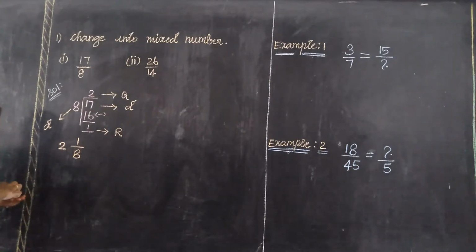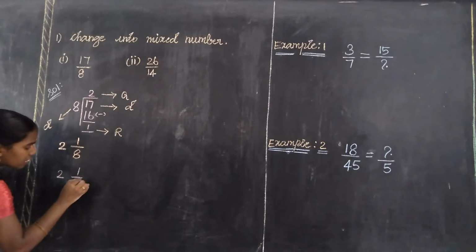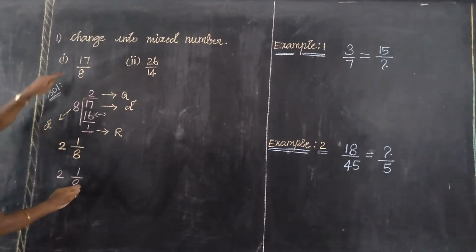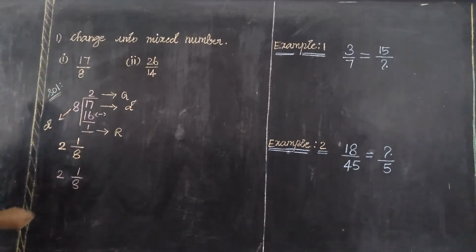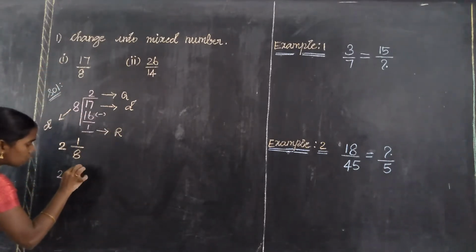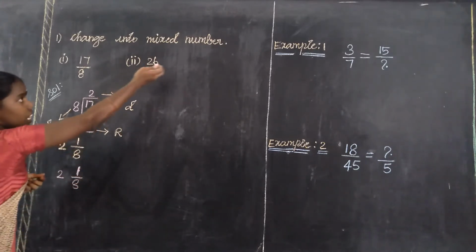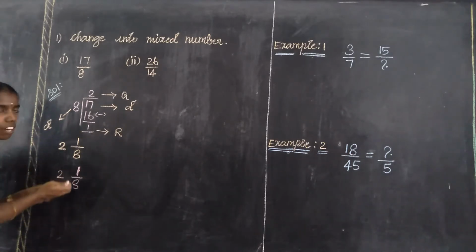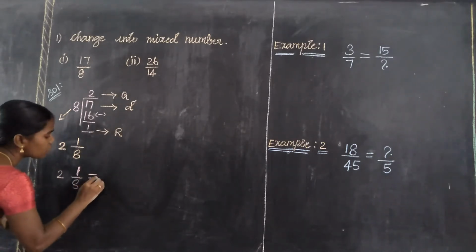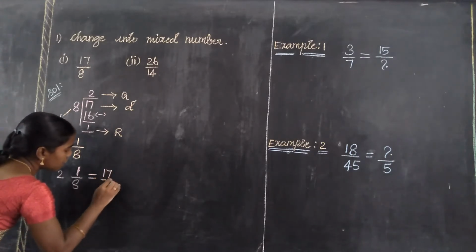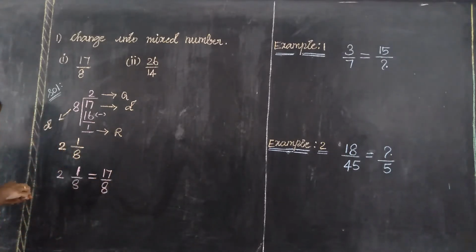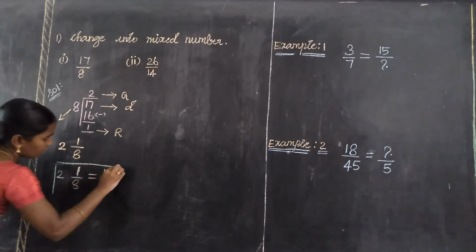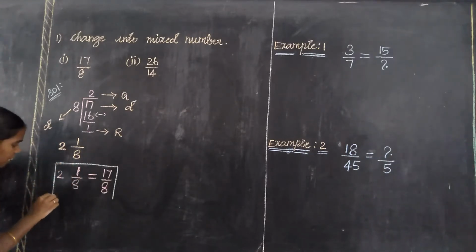That is 2 and 1 by 8, then 8 twos are 16 plus 1, 17 divided by 8. So the answer is 2 as the whole number. That is a mixed number: one whole number and another number that is a fraction. So 2 is the whole number and 1 by 8 is the fraction number, which is equal to 17 by 8.